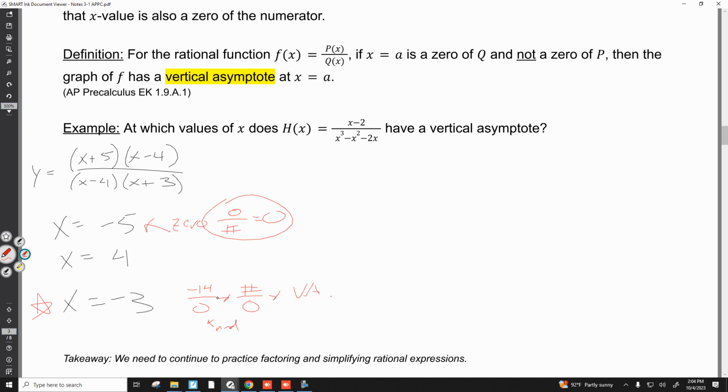Tell your neighbors. Why is that a vertical asymptote? No, but why? You gotta tell me why. You can't just tell me, oh, my teacher told me that if it's a number over 0, it's a vertical asymptote. If it's 0 over 0, it's a hole. But why? I mean, we'll figure that out. Yeah, but why does that make it a vertical asymptote? Okay, so here we go. Let's investigate why.